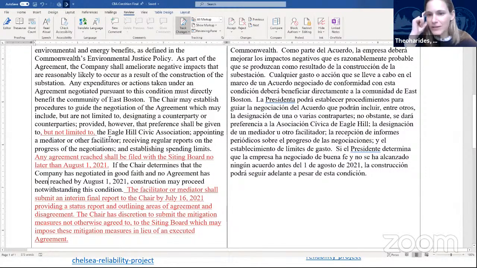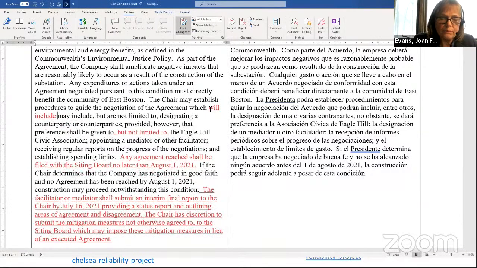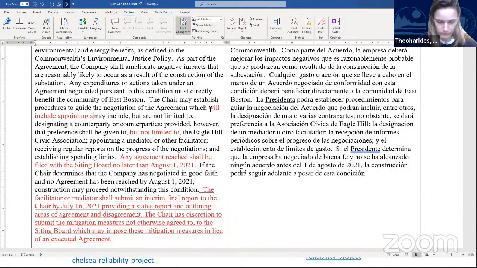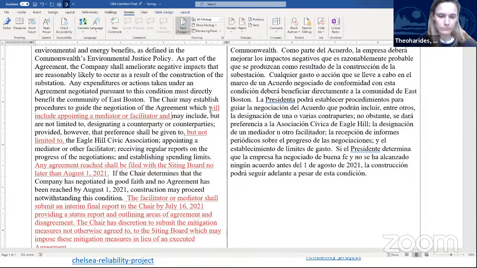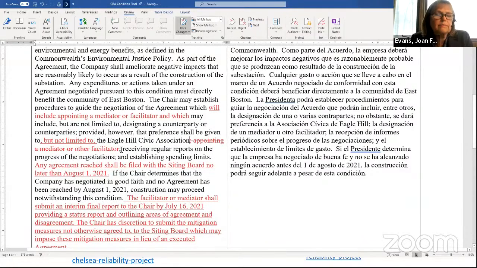I think this was a case of leaving it more open. But if we're binding who the report comes from, we may as well say that there needs to be a facilitator. So perhaps there's a way to do that: the sentence that begins with the chair may establish procedures to guide the negotiation of the agreement, which will include appointing a mediator or other facilitator, and which may include. Yep. And the rest of it would be fine, except we would delete that part. Yes. Does that get at what you're looking for? Yes, exactly.